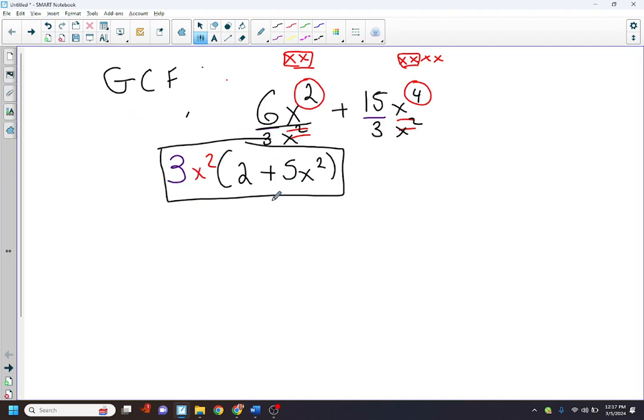All right. So you can factor out the GCF. What's really important to know is the GCF could technically happen in any question.